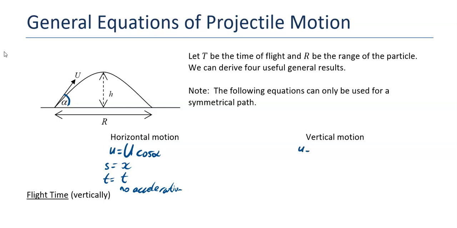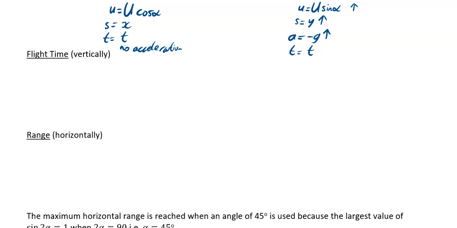Okay, vertically a wee bit different. Your initial velocity, so small u, is equal to big U times sine alpha. Your S, and let's put a wee upwards arrow, so that the arrow notation is always good. Your S, your displacement, is equal to y upwards, and your a, what's causing this thing to speed up or slow down, is g, and g is going down to the ground, so it's minus g upwards. And again, your t is equal to t. So now we've got our horizontal and our vertical starting points. We can then look at the vertical motion. This is for the time of flight, so we're going to look for the flight time here.